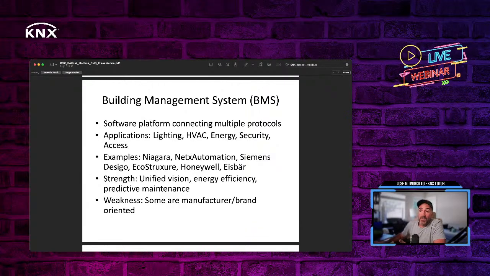Okay. Weakness: some are manufacturer or brand oriented, like Siemens, for instance. Right. I have to say that with Siemens DeSico, you also can integrate lighting and the HVAC, of course, and also with the EcoStructure. Okay, but they are tied. They are from a brand. They are not brand agnostic or company agnostic, let's say. Okay, I'm not saying that's a problem. Okay, at all. Absolutely not. It's great. It's amazing. So I'm just giving you the facts.